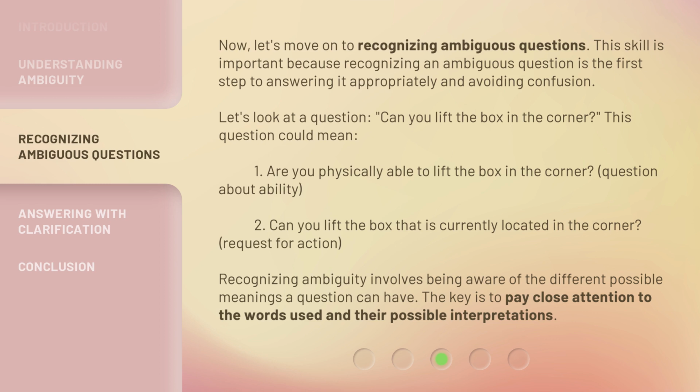This question could mean 1. Are you physically able to lift the box in the corner? Question about ability. 2. Can you lift the box that is currently located in the corner? Request for action. Recognizing ambiguity involves being aware of the different possible meanings a question can have. The key is to pay close attention to the words used and their possible interpretations.